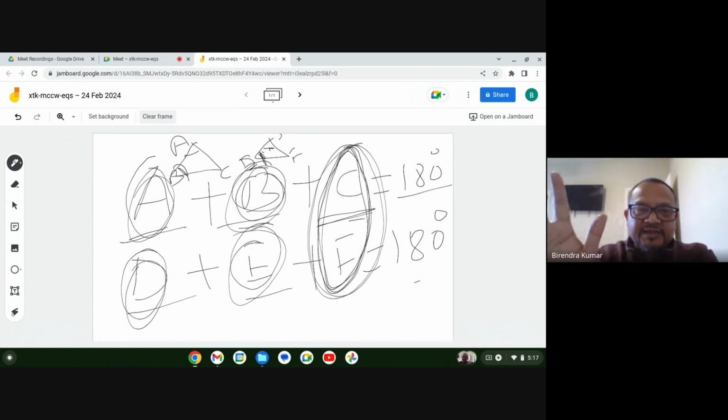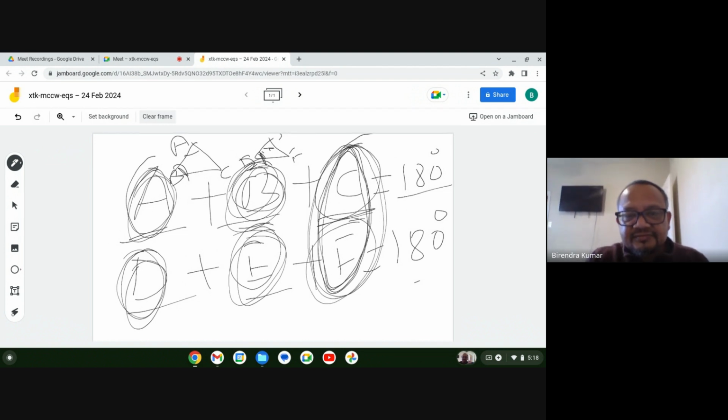So let me make a simple statement here. If you look at two triangles, and two angles have matched, the third angle will match by default. So this angle and this angle have matched. This angle and this angle are equal. That means the third angles will be equal to each other.